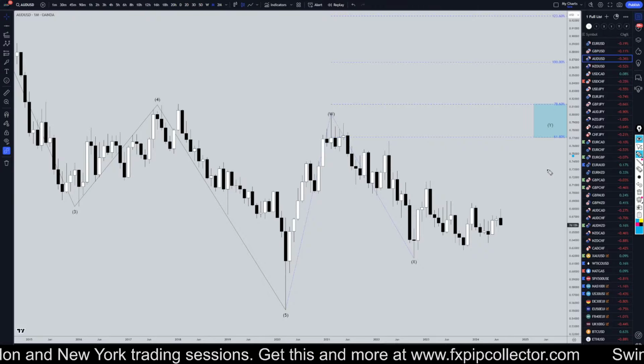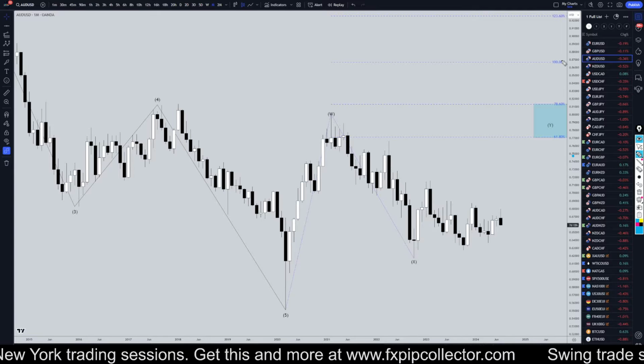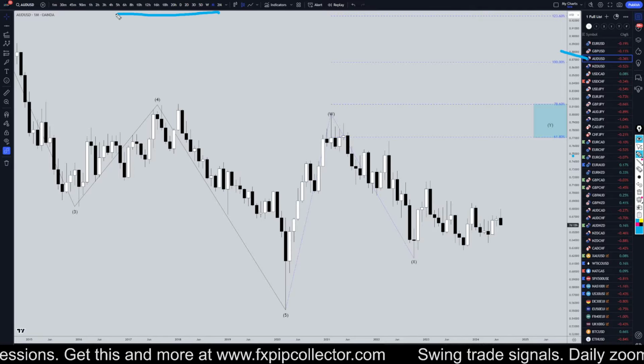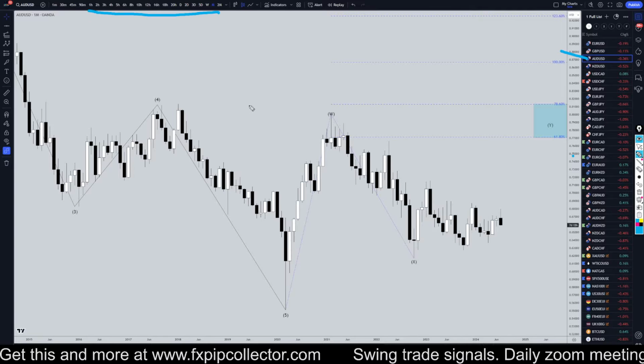Today is Wednesday, July 24th, and I'm going to be analyzing the Aussie US dollar, starting on the monthly, working my way down to the 1 hour time frame for the full top-down analysis.